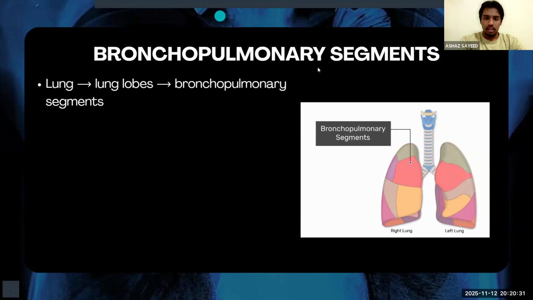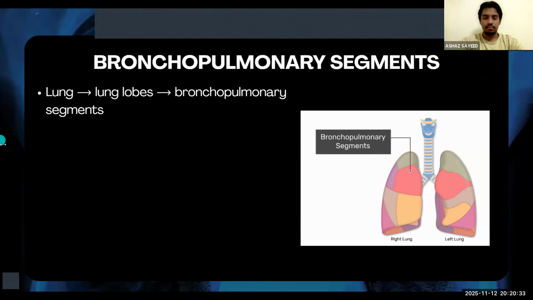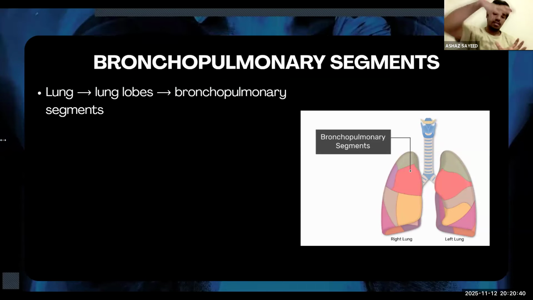All right. So now we're going to talk about the bronchopulmonary segments. I told you guys there is a lung, the whole thing. And now the left lung has 2 lobes, the right lung has 3 lobes, all right?